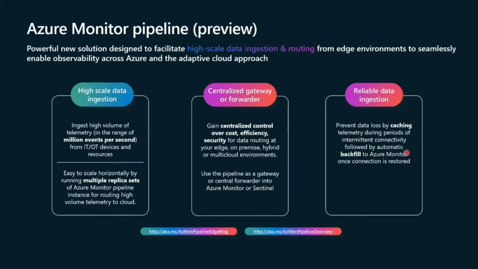Last, but definitely not the least, is the intermittent connectivity scenario. If you have any resources that often experience intermittent connectivity, which can eventually lead to potential data loss, you have a caching mechanism to store this data during intermittent connectivity scenarios and prevent data loss. This can also help backfill to the cloud once the connection is restored. Next slide, please.